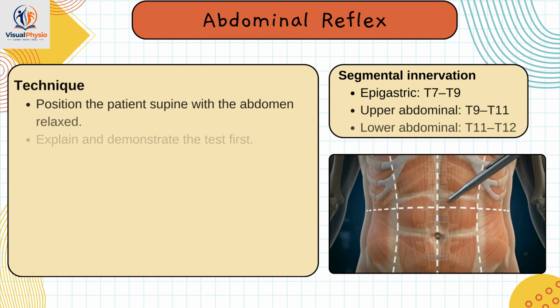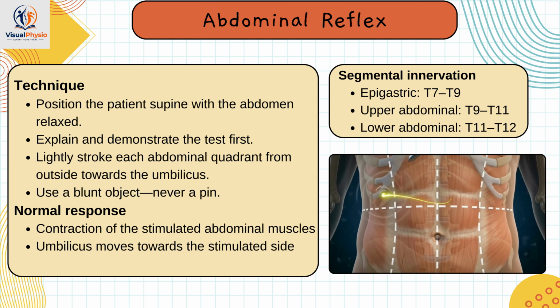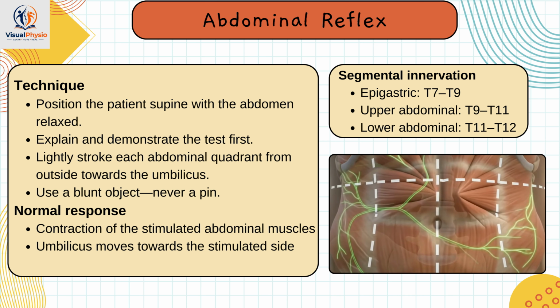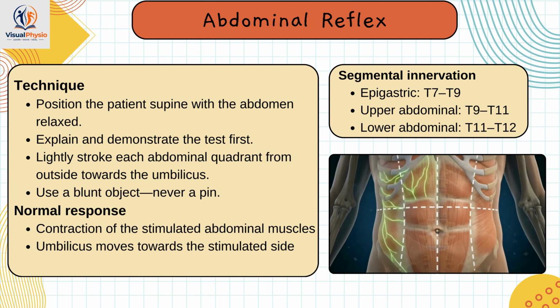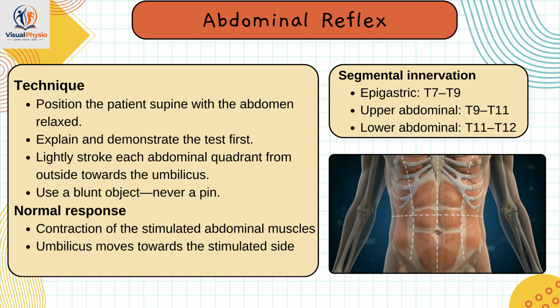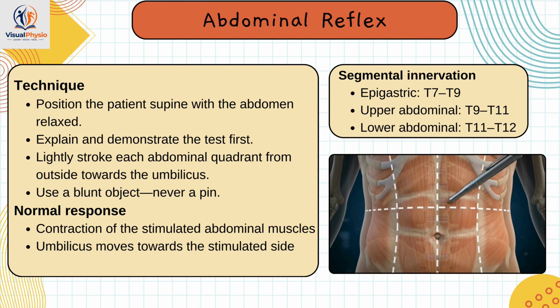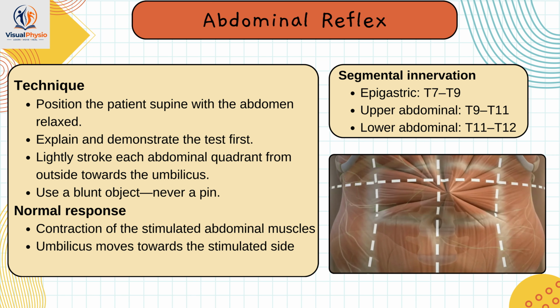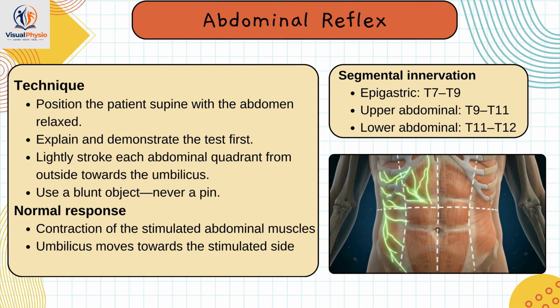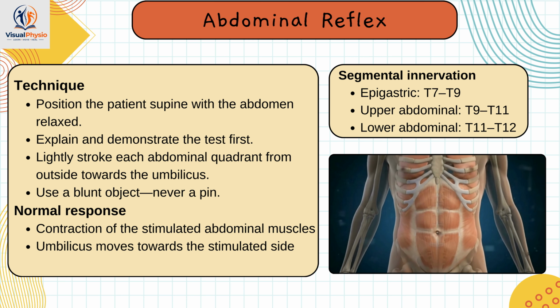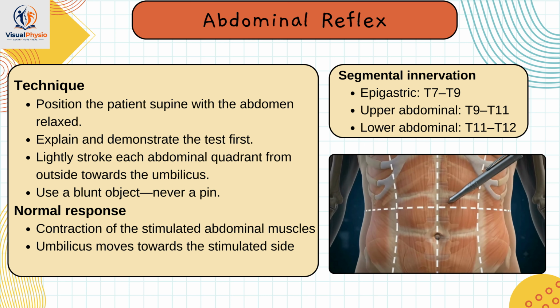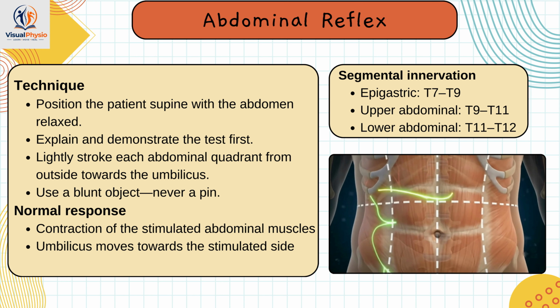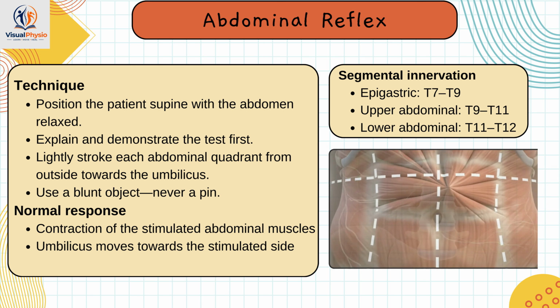For the abdominal reflex, the patient will lie supine with the abdomen relaxed. Explain and demonstrate the test first. Then lightly stroke each abdominal quadrant from outside in towards the umbilicus, always with a blunt object, never a pin. Normal response: contraction of the stimulated abdominal muscles and the umbilicus moving towards the stimulated side.